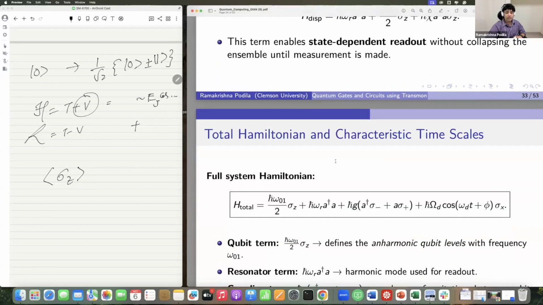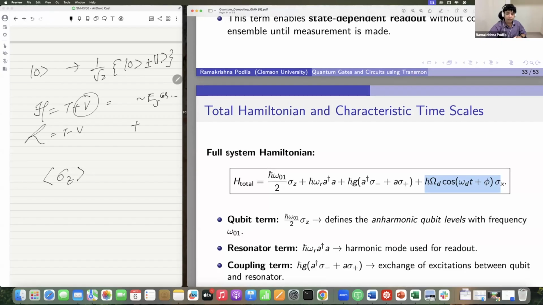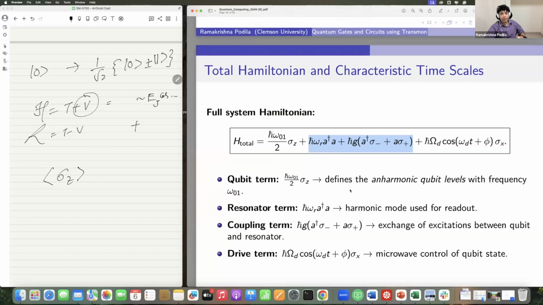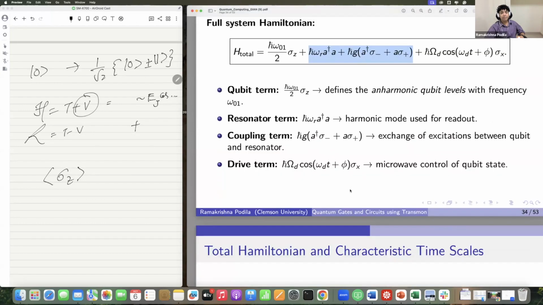So the total Hamiltonian for the transmon qubit looks like this, right? The first term is the qubit itself, and the last term is for setting it. That is, I can put it into the 0 state, 1 state, Hadamard state, whatever state I like. And then these two parts of the Hamiltonian are for the coupling to a resonator, which we can use to read the state, right?